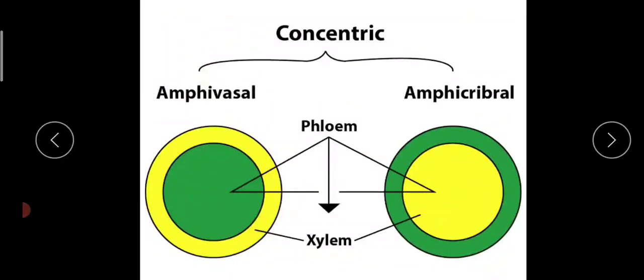While in the first case, in concentric type, both amphicribal and amphivassal types were forming a single bundle, and either xylem or phloem can occupy the center. Depending upon that, we give different names for this. So in concentric type, both xylem and phloem are found in a single bundle, while in radial type, xylem and phloem are arranged in separate bundles. Hope you are clear with this.